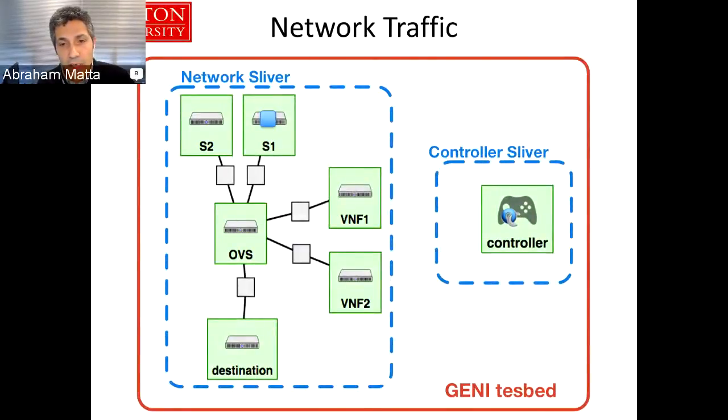Given this setup, we're going to generate traffic between the sources and the destination. What we'd like is for the switch to replicate traffic to one of these VNF instances for intrusion detection. Once you detect intrusion, the idea is that you go back and install a rule, for instance, to block malicious traffic or whatever malicious behavior you detected.